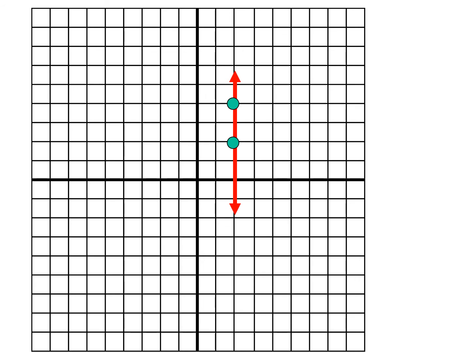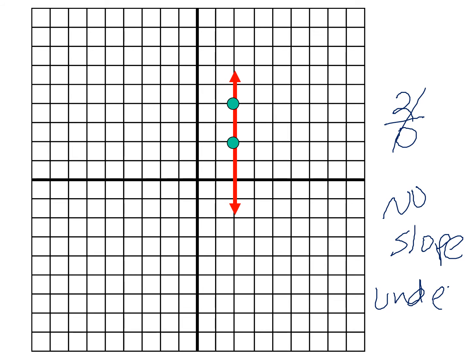All right, what about that? What was supposed to happen? All right, it does have a rise of 2, but hold on. Okay, so it has a rise of 2. Okay, but how much is it running? 0. So what happens when 0 is the bottom? You can't do that. That's a no slope or undefined. No definition for that number.